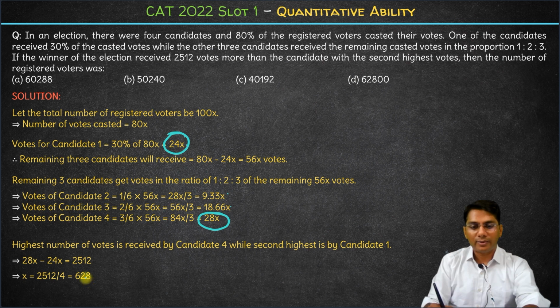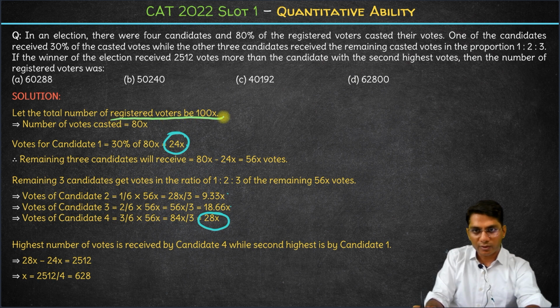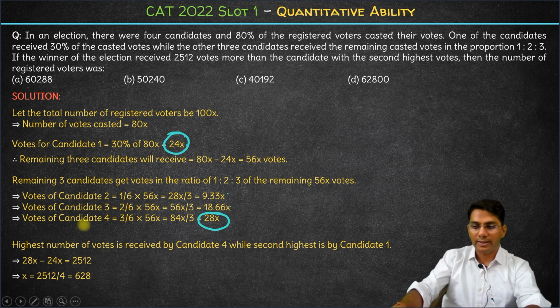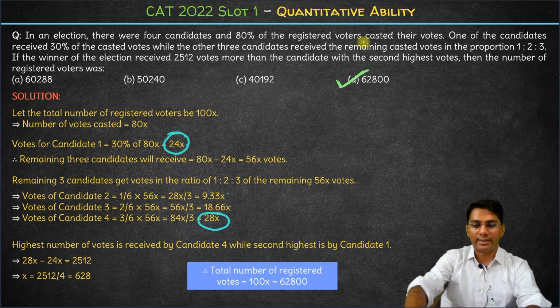So x is 628, and the question is the number of registered voters was how many? We assumed that the number of registered voters is 100x, right? So it comes out to be 100 into 628, which is 62,800. This is the number of registered voters. Hence option D is the right answer here.